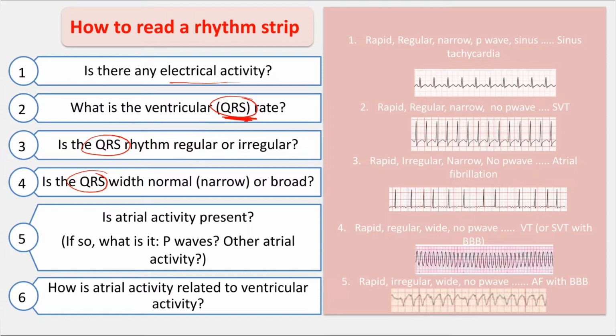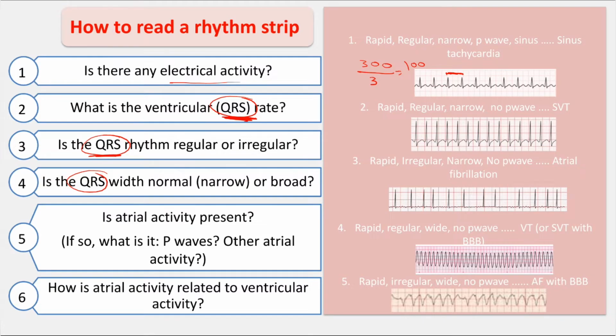If the rhythm is regular, between 2 R intervals, you have to know how many large squares there are. 1, 2, 3 in this case. So you have to divide 300 by the number of large squares between the R intervals. It means 3 large squares, so this patient has a rate of about 100.